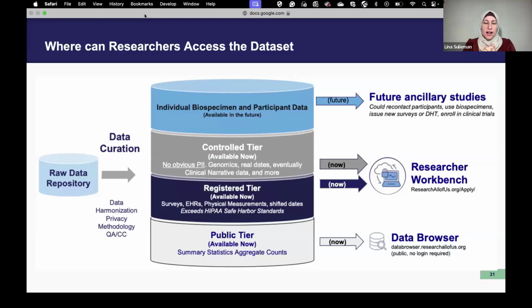And this is the second tier. If you sign up through your organization, most organizations can have access to the control tier and the register tier. When you sign up, you might be asked to do an extra training in order to get access to the control tier. And the final tier, which is going to be available in the future, is where we're going to provide the individual biospecimens for the participants in order to perform ancillary studies. This is going to be in the future, not now. So we are working on that.